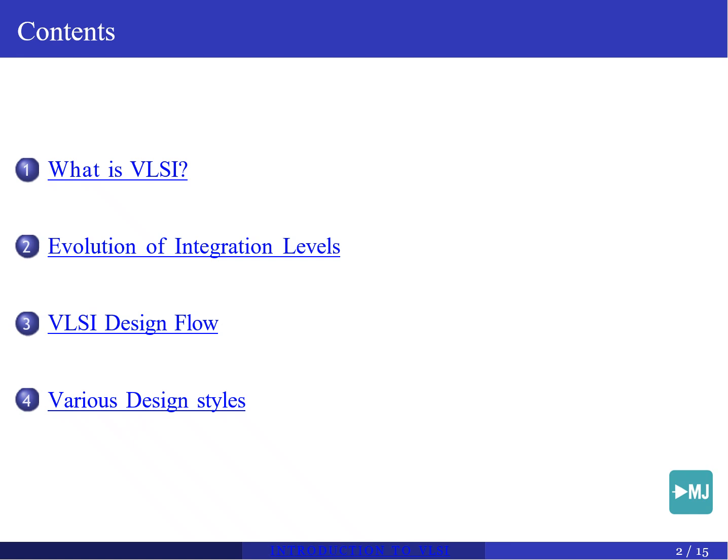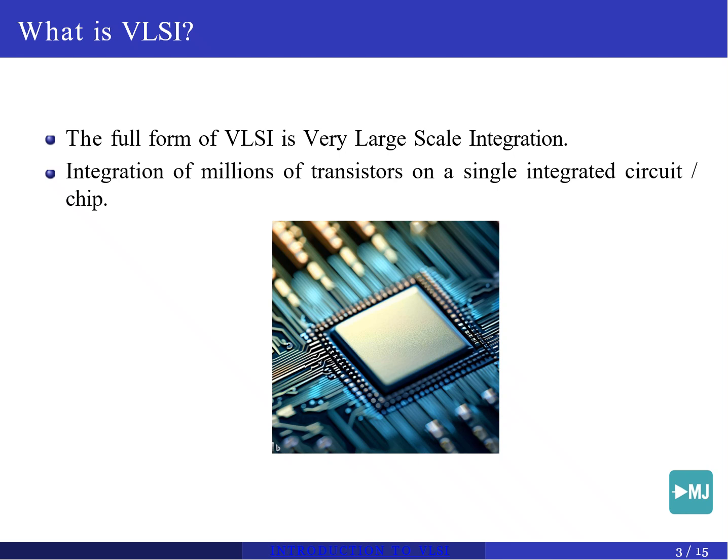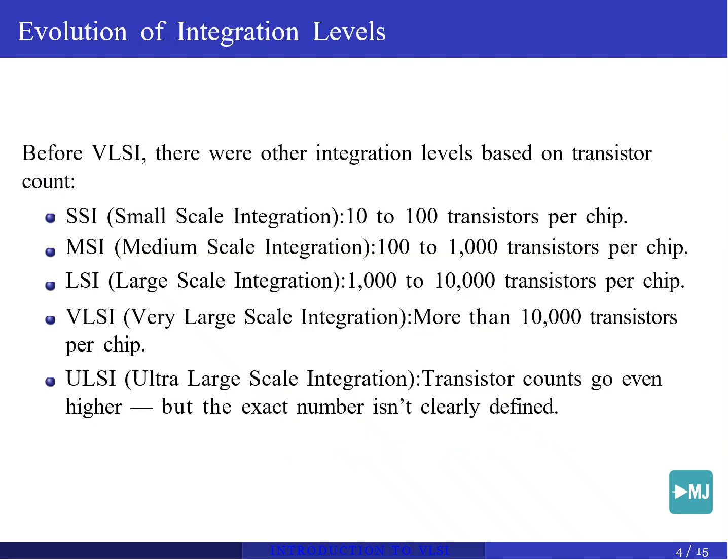Okay, let's get started. So, what is VLSI? What exactly does it mean? The full form of VLSI is very large scale integration, which means integration of millions or even billions of transistors on a single integrated circuit or chip. If you see the image, it gives an idea of the complexity of circuits that were built on a tiny square of silicon. But we did not get here overnight.